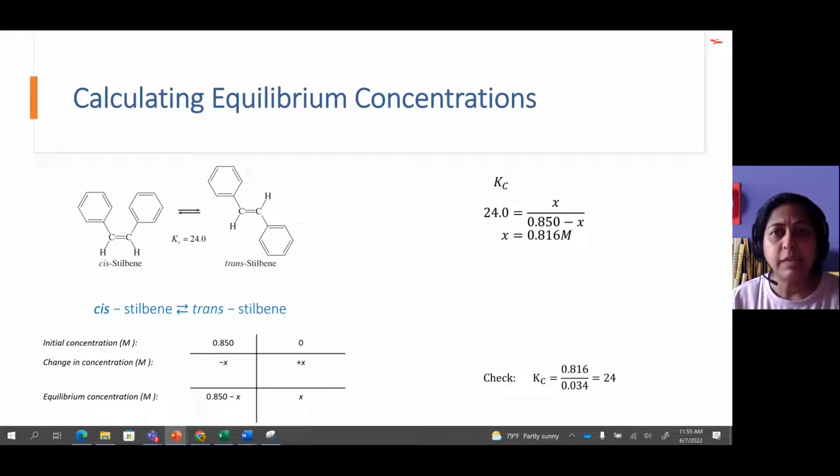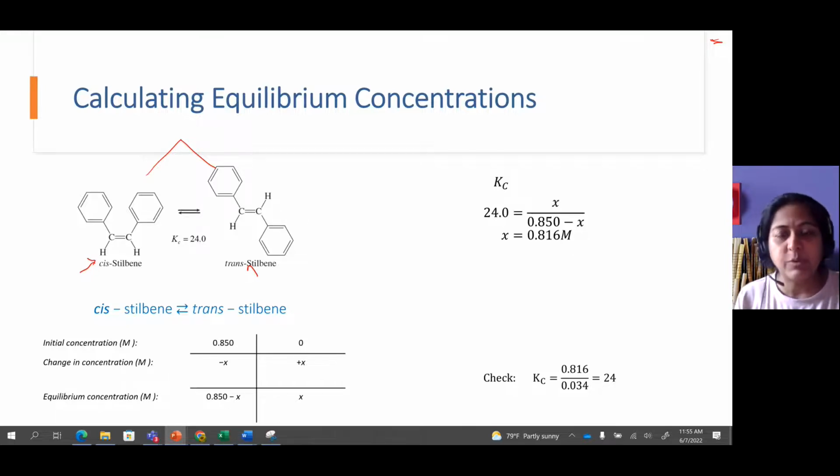Let's see how we can calculate the equilibrium concentrations. Let's look at this reaction. You'll see two stereoisomers of stilbene. This is cis and that is trans. Those two are the conformations in this reaction. The change of the conformation is in equilibrium.